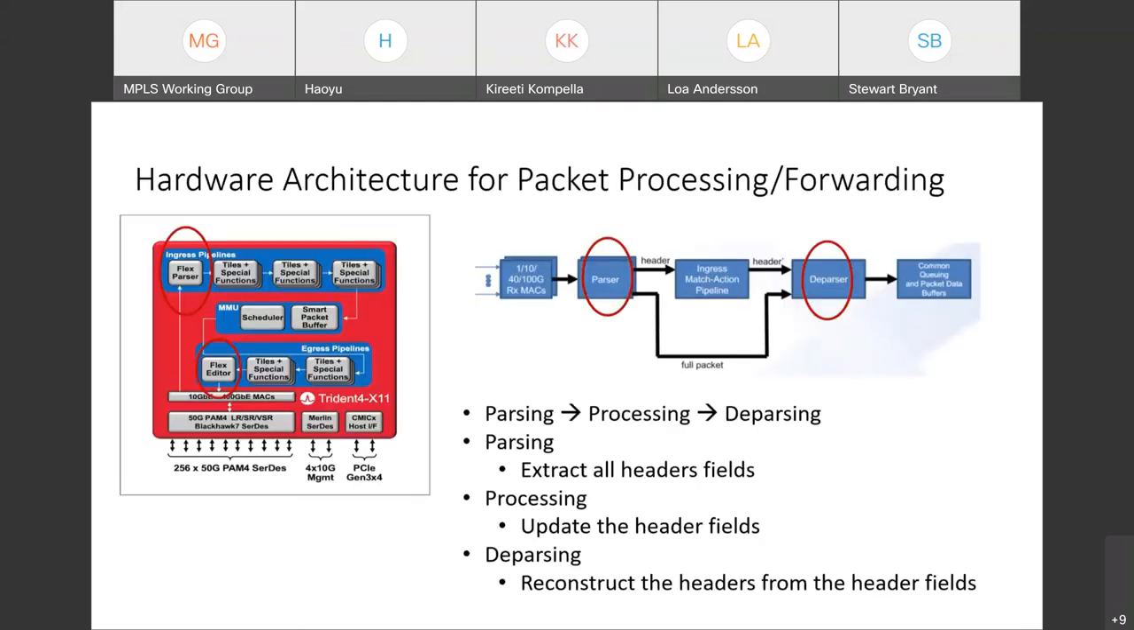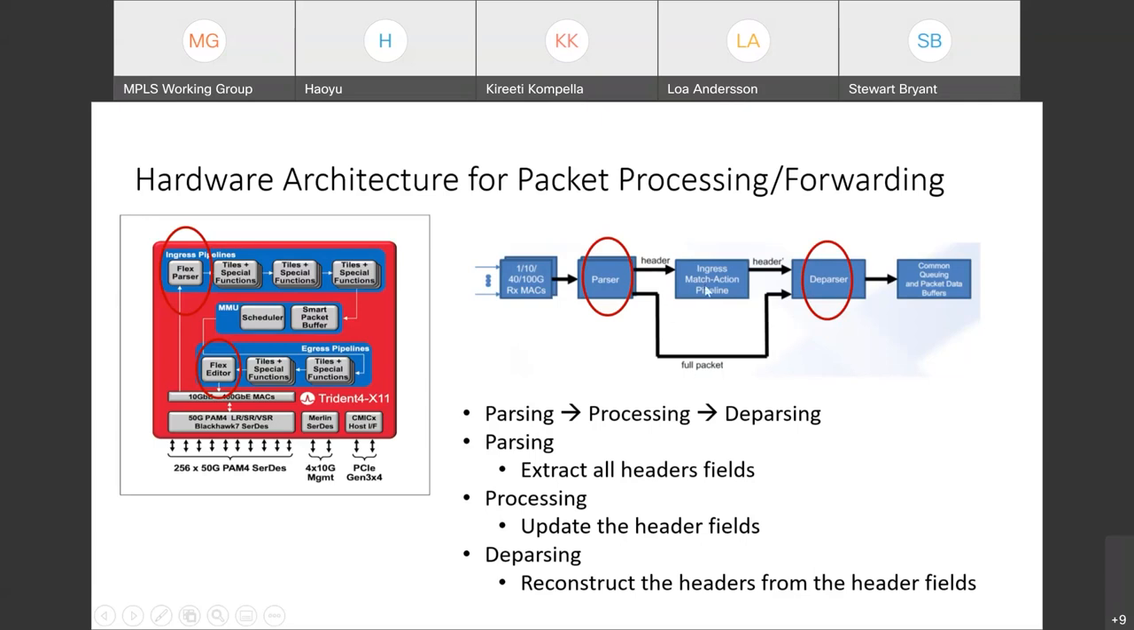First, I talked about this before, but I want to recap the general hardware architecture for packet processing and forwarding. Here you can see a chip block diagram and also an abstract figure. Usually in such chips, we have a front end parser, which is responsible for extracting all the header fields of interest for the following processing pipeline. Meanwhile, the full packet will be buffered, and on the egress side, the processed header will merge with the packet again and pass through the so-called deparser, which basically reassembles the packet with updated headers.